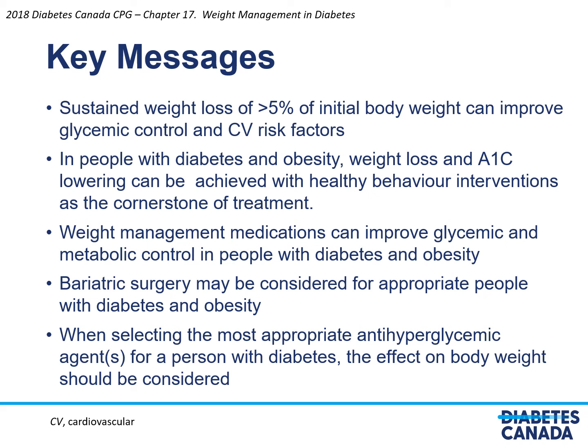First, healthy behavior modifications. In people with diabetes and obesity, weight loss and A1C lowering can be achieved with healthy behavior interventions, and this is the cornerstone of overall treatment. Weight management medications are also beneficial. They can improve glycemic and metabolic control in people with diabetes and obesity. Bariatric surgery has its place and may be considered for appropriate people with diabetes and obesity.